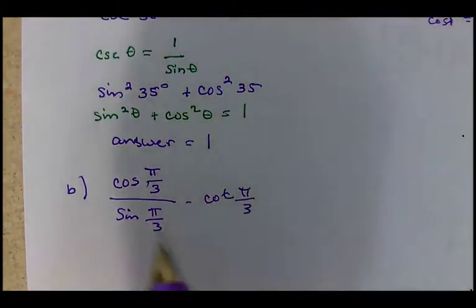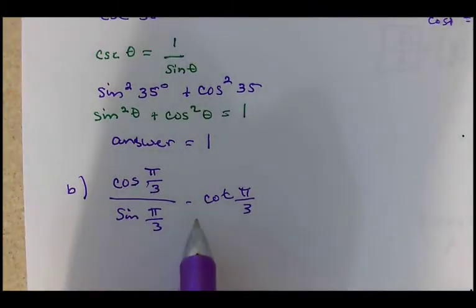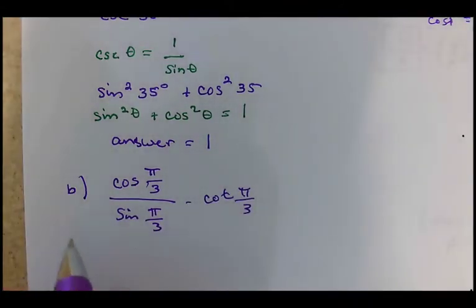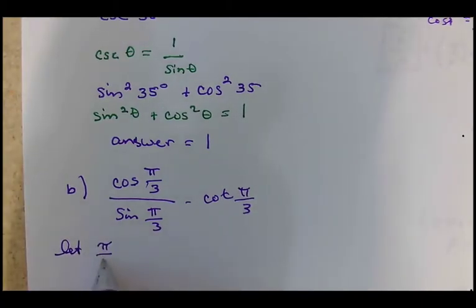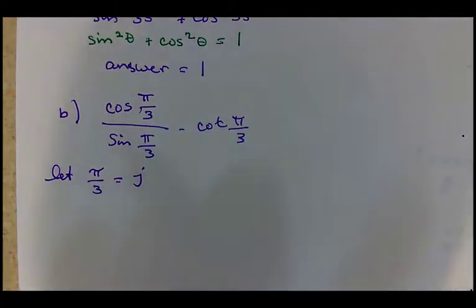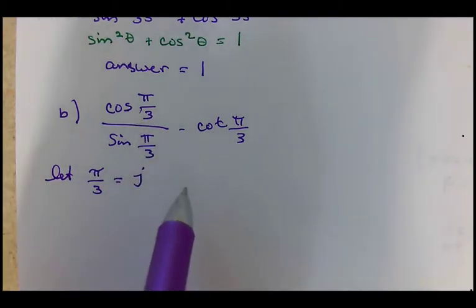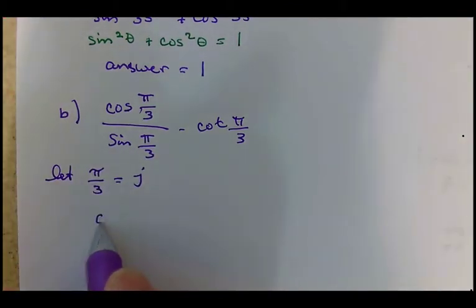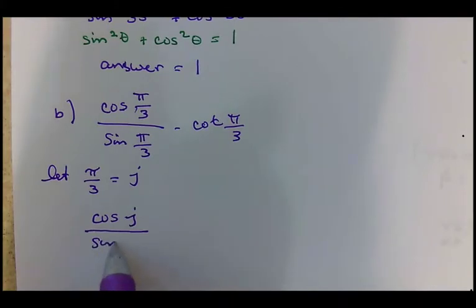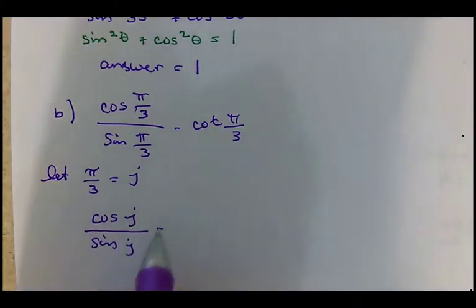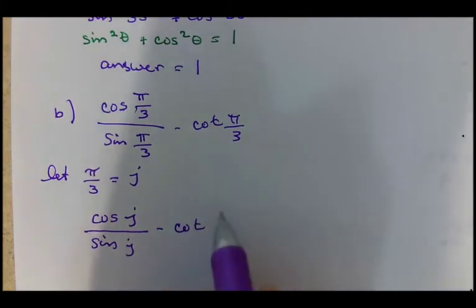Since my values are all the same, I'm going to do what they call a substitution. I'm just going to write a little note here to myself. I'm going to say let pi over 3 equal j. You can give it any letter you want, it doesn't matter. And what I want to do is get rid of all of these fractions over more fractions. Make it look nicer. So I can rewrite this as cosine of j over sine of j minus cotangent of j.